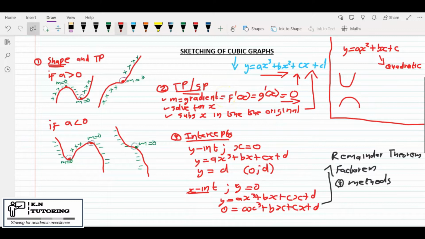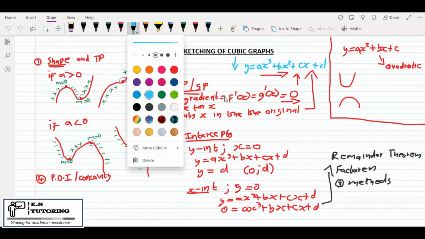Okay, and we will now look at the fourth one, which is the parameter that we need when sketching cubic graphs, what we call the point of inflection, or I can also say it's when we look at concavity. Okay, so POI, point of inflection. So what is this point of inflection? Point of inflection is where the graph changes from being concave down to concave up, or vice versa.